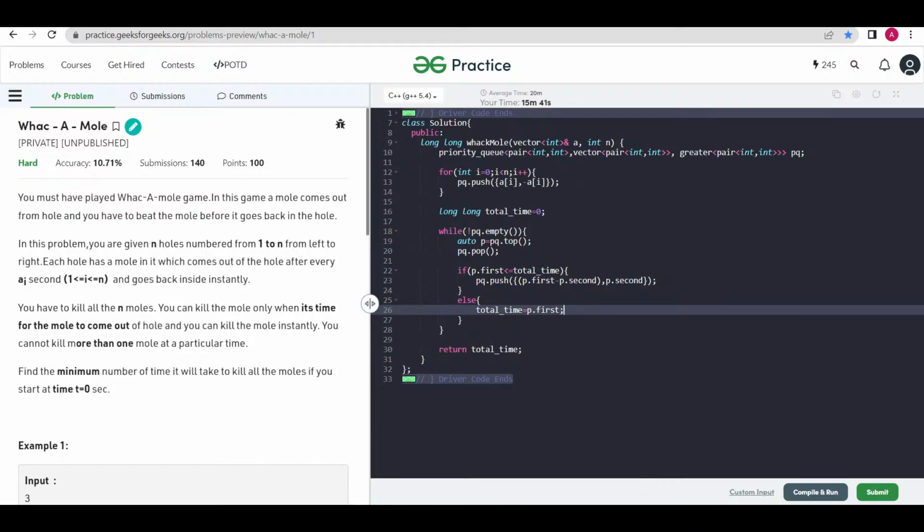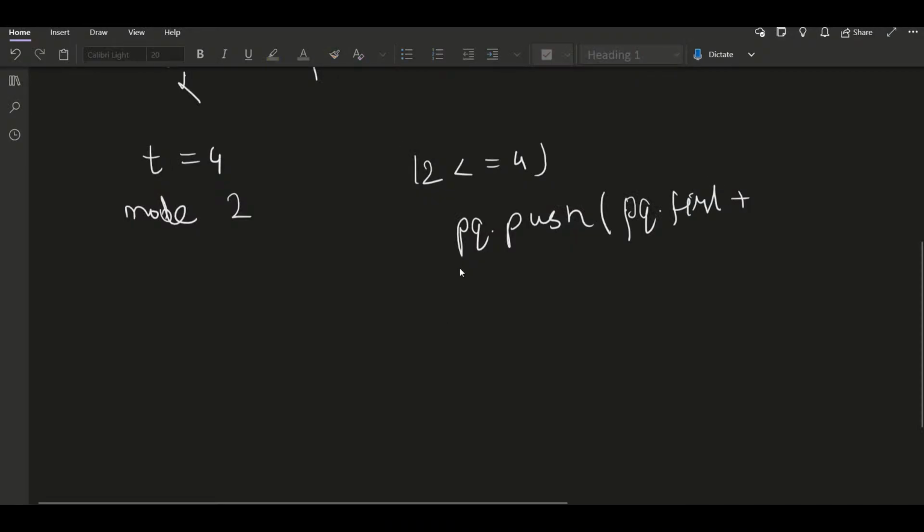What I can explain from an example is, let's suppose the mole's first time, that is the first value, is 4, and the second value is -2, right? So if the total time is lesser than that, or the initial total time is, let's suppose, 3, and the next value, 4, comes out at t equals 4, we have a next mole.